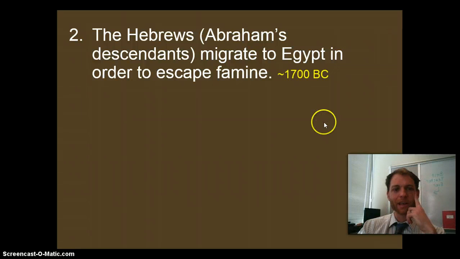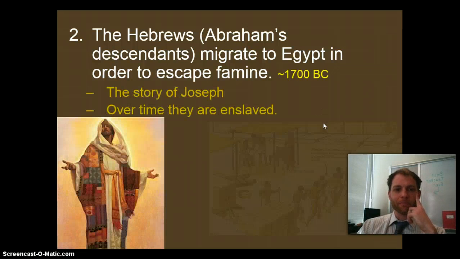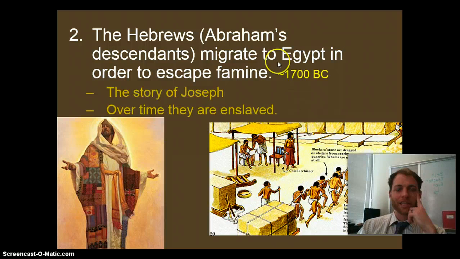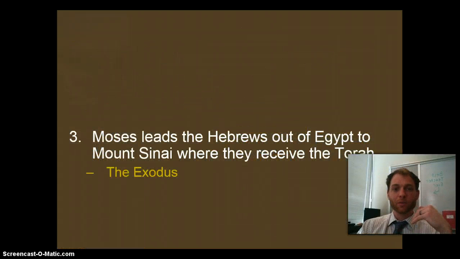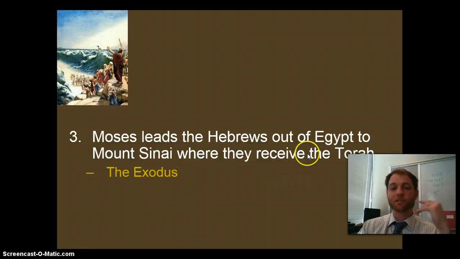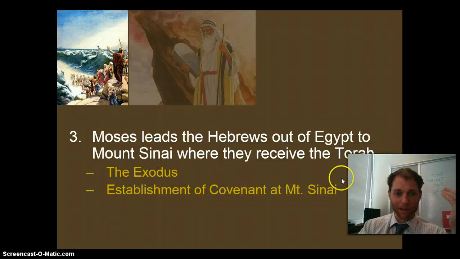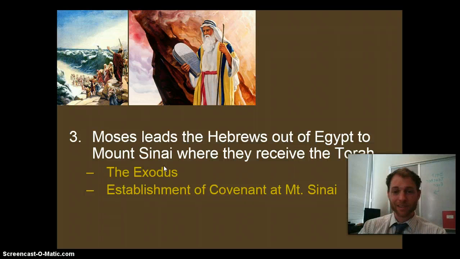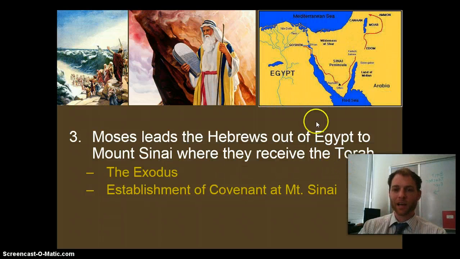Now, Abraham gets there, and they end up migrating to Egypt, and you read about this in the story of Joseph, to escape a famine, a shortage of food. But once they get to Egypt, over time they become enslaved by the Egyptians, which means Moses needs to come and free them, and this is the story of the Exodus. So Moses leads the Hebrews out of Egypt to Mount Sinai, where they receive the Torah, the law, the 10 Commandments. You can read about this in the book of Exodus, and they establish a covenant at Mount Sinai.